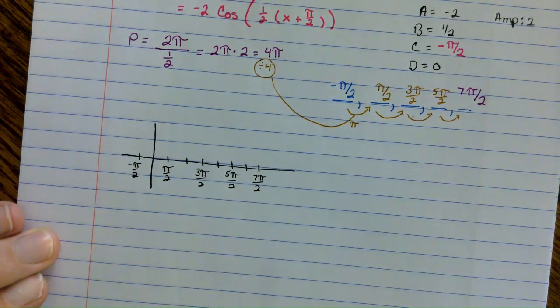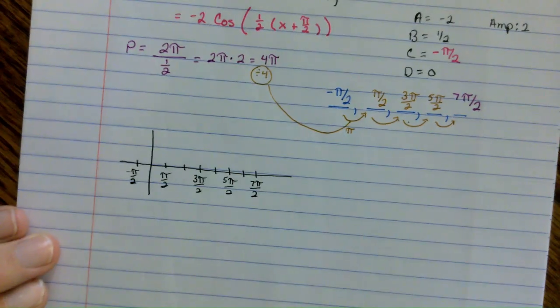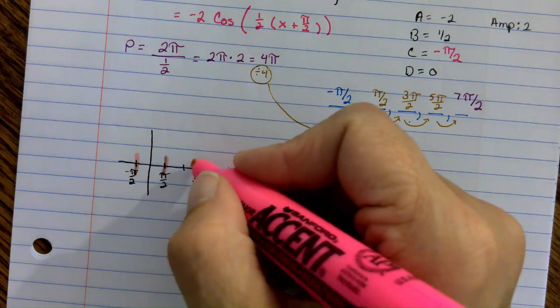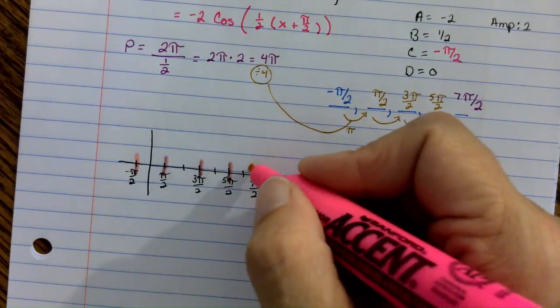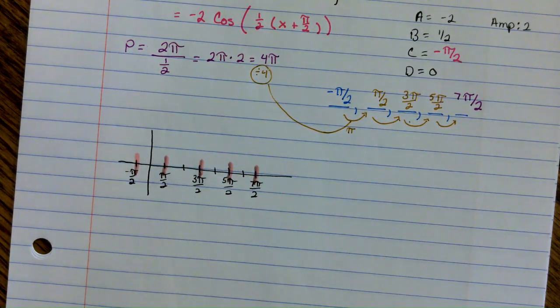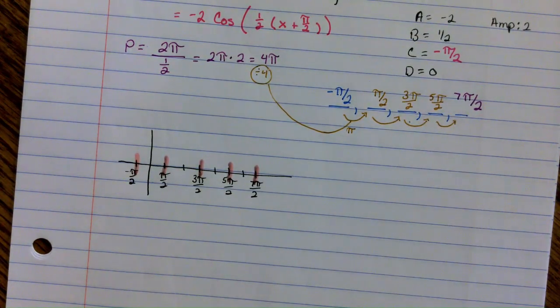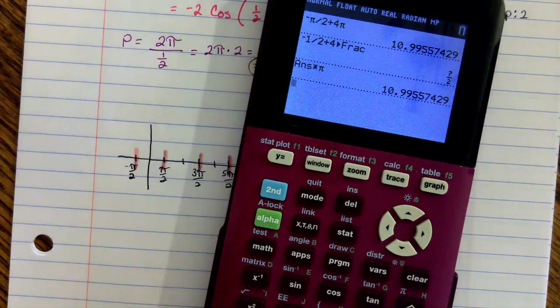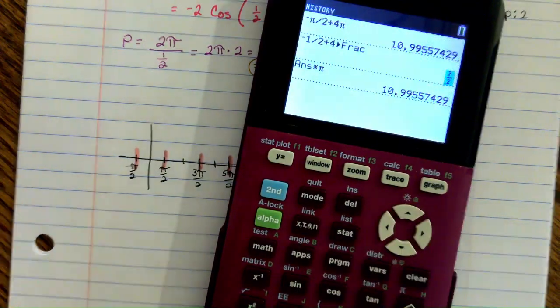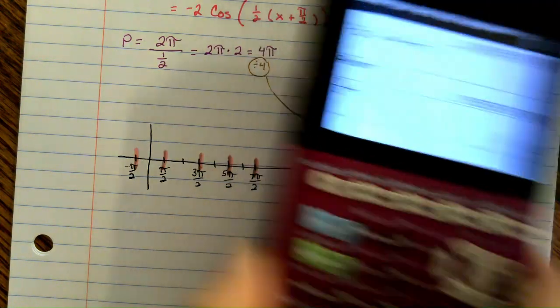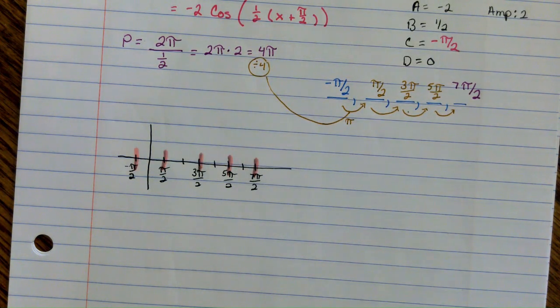Okay, now here's the thing is, those are just my first 5 key values, right? I'm only going to get one phase. I've got to keep going. I need to add another 4. What is 7/2 plus 4? I need to go all the way out to 15/2 to get 2 full periods in here.